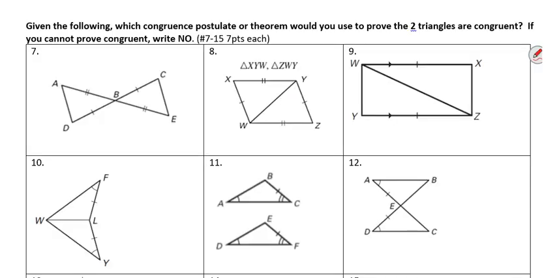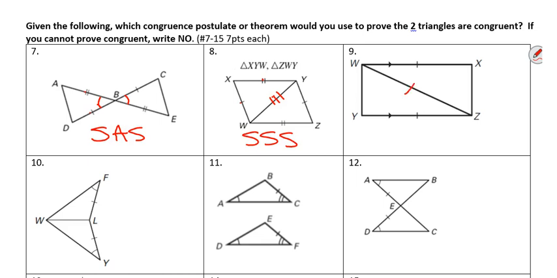So again, we're going to write the congruence postulate to prove that the triangles are congruent unless we can't. So here again, we're marking our vertical angles. So we have side, angle, side. On this next one, we are going to mark the shared side. So this one's going to be side, side, side.